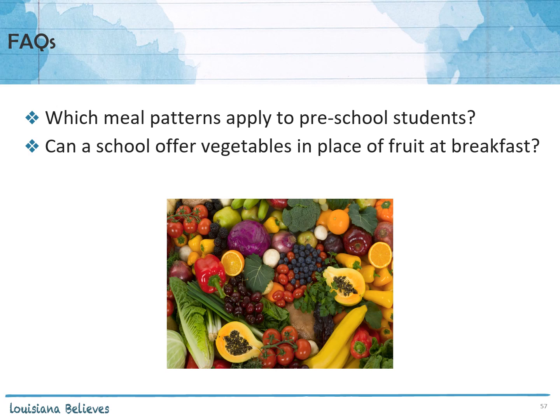Can schools offer vegetables in place of fruit at breakfast? Yes. Vegetables are not required in the school breakfast program, but schools may choose to offer vegetables in addition to or in place of fruits. Current regulations state that in order to offer starchy vegetables at breakfast, at least 2 cups of red orange, dark green, legumes, and or other vegetable subgroups must also be offered on the menu within that week.